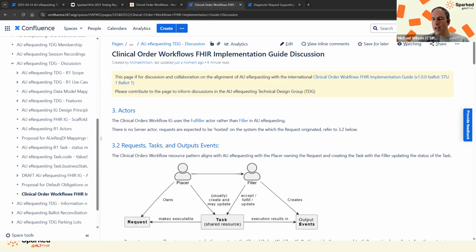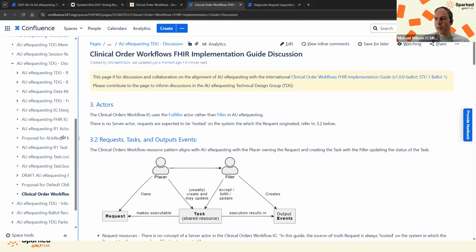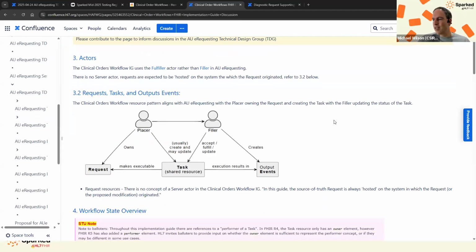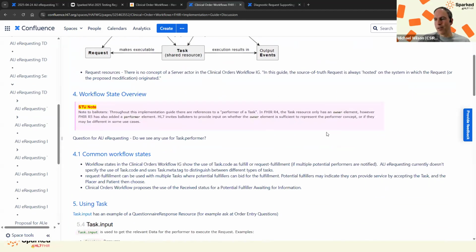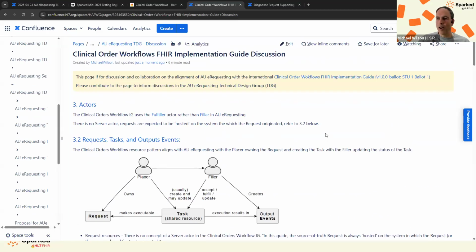Definitely encourage you to have a read of the Clinical Order Workflow IG and contribute to this page. So these are things that we might want to consider, things that have been mentioned, things that might be different, things we haven't thought of, those sorts of things. This is really just an open discussion page. Everyone is welcome to contribute to this page.